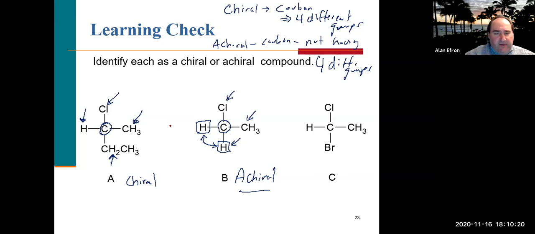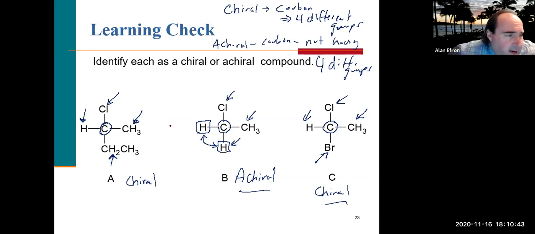And lastly here, if we look at this carbon at the end, we have a chlorine, which is different than a methyl group, that is different than a bromine, and that is also different than a hydrogen. So this is, again, four different groups that are attached, and that would mean that that's a chiral carbon, and this compound would then be chiral as well. Any questions on any of those?